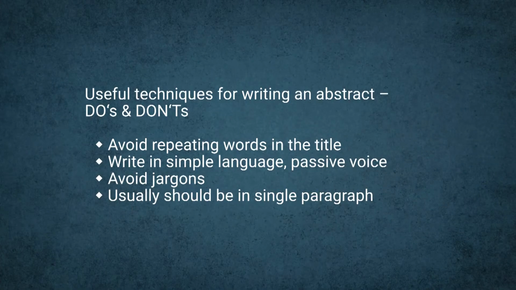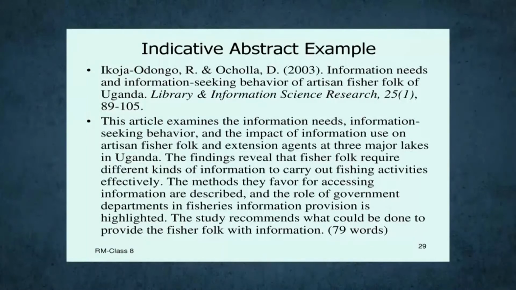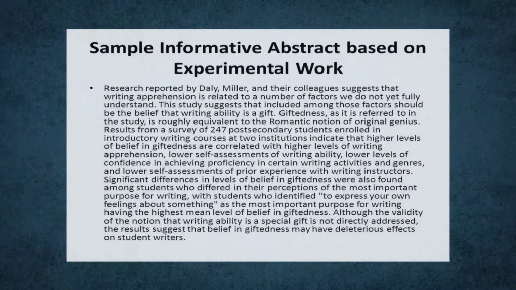An abstract should usually be in a single paragraph, that is another thing we normally follow. These are indicative abstracts, which are a little bit shorter in length, 79 words, whereas this is an experimental work defined in an informative abstract. In the bottom one, you can see that this is an informative abstract, and this is a much lengthier one.